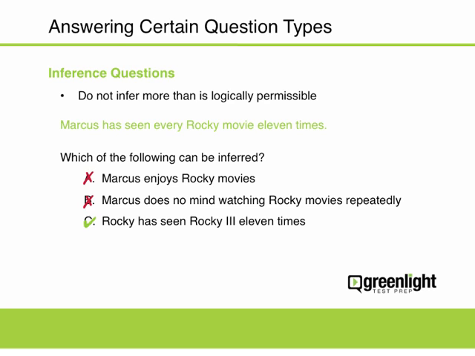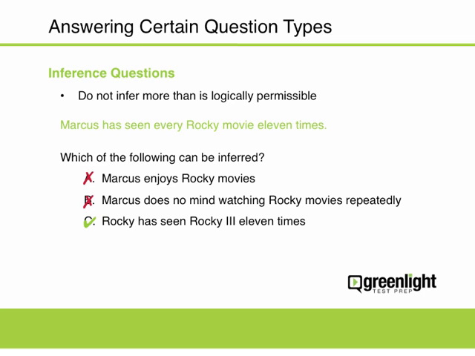What about A? Surely Marcus must enjoy Rocky movies, right? While it seems that Marcus might enjoy Rocky movies, can we really say that he must enjoy Rocky movies? No. Perhaps Marcus is watching the movie for a research project, or perhaps he's watching the movies as part of some movie marathon. Since we cannot be absolutely certain that Marcus enjoys Rocky movies, answer choice A is not correct.